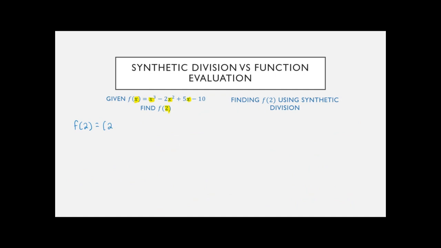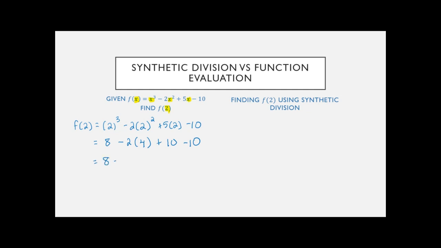So that means I have 2 cubed minus 2 times 2 squared plus 5 times 2 minus 10. Then I need to follow the order of operations to simplify this. So 2 cubed is 8. Then I have minus 2 times 2 squared, which is 4. I can do the 5 times 2, so that would be 10, and then I've got my minus 10.